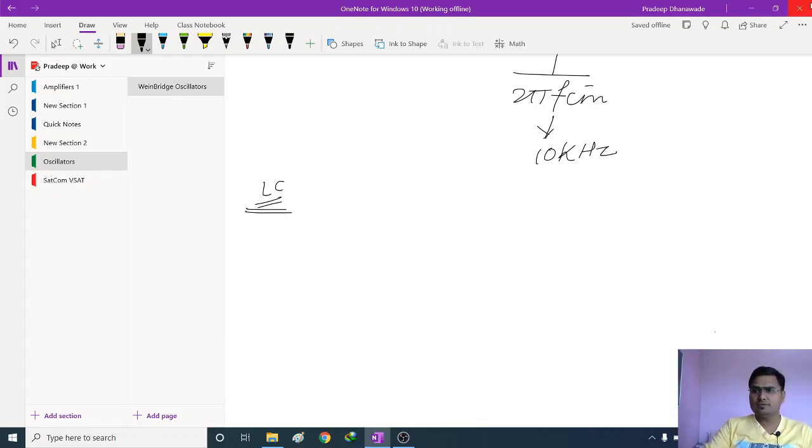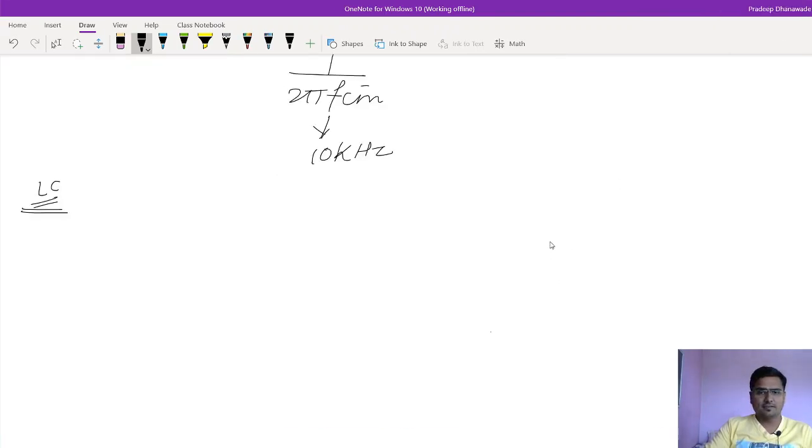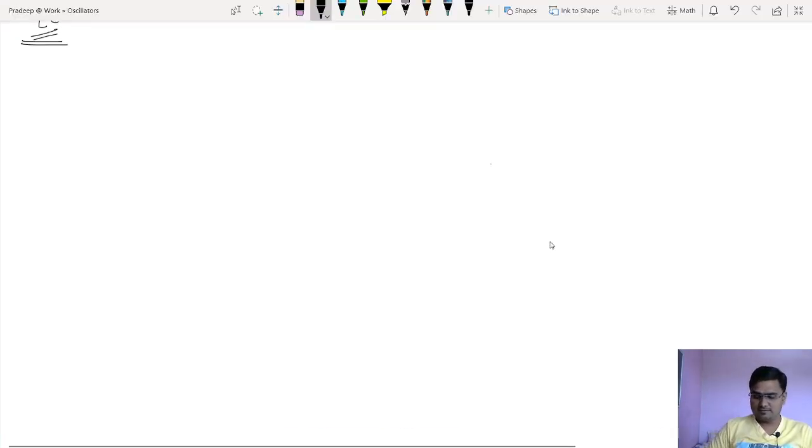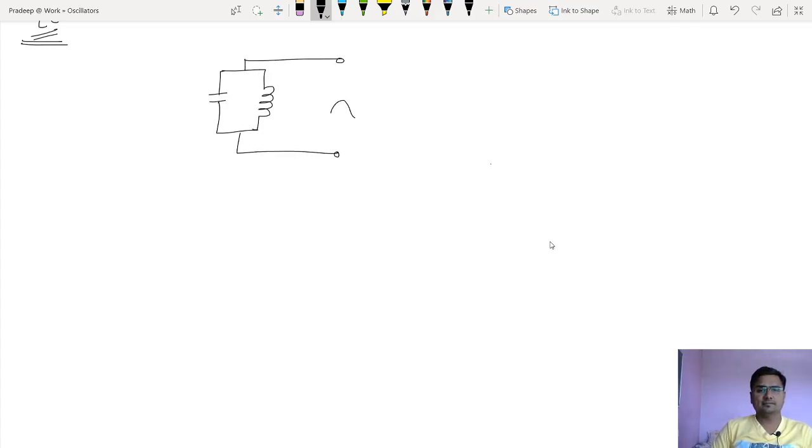We have to start with LC oscillators now, so let me review what we had in the last lecture. If you remember, we discussed the LC tank circuit: one capacitor and one inductor in parallel, and they produce a signal with sustained oscillations at some frequency. We generally call it the resonant frequency, and we even derived an equation for it.